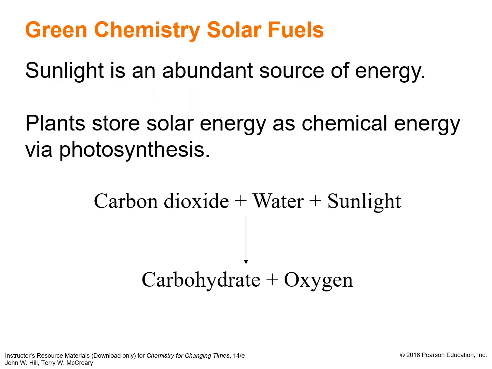And then your chapter concludes with green chemistry examples, where the first example is given for solar fuels. Like how sunlight, as we know, is a great source of energy, right? It's an abundant source of energy. And if you have taken a chemistry class, you have seen this example, how plants store solar energy and then convert it into chemical energy by a process called photosynthesis, right? So carbon dioxide, water, and sunlight form carbohydrate and oxygen.